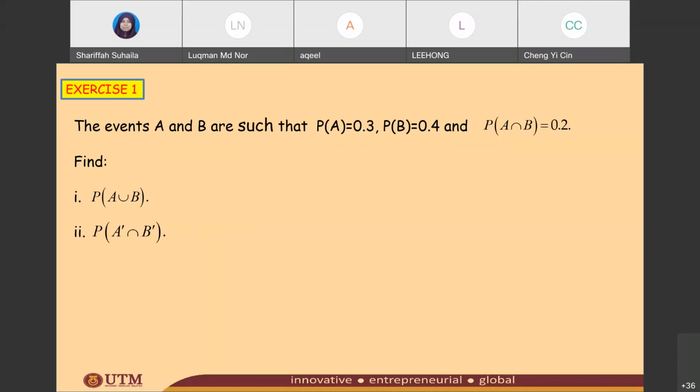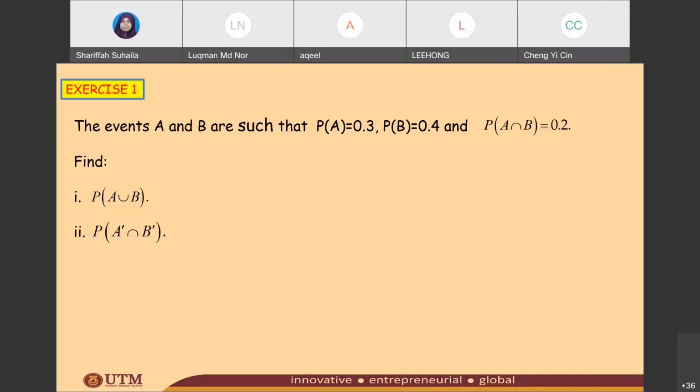Okay, let's say you have two events, event A and also event B. Probability of A is 0.3, probability of B is 0.4. So A intersect B is 0.2. Okay, you want to find A union B, probability of A union B.